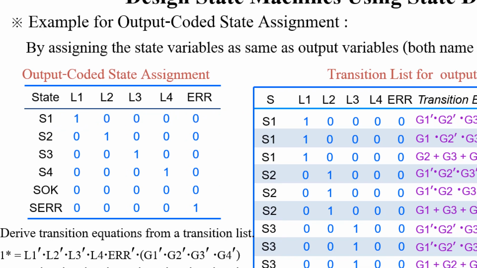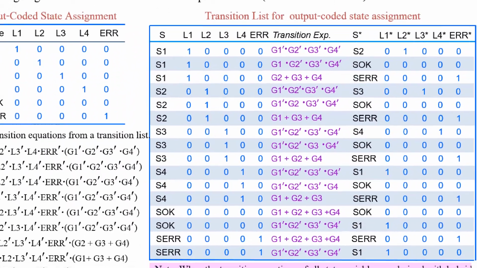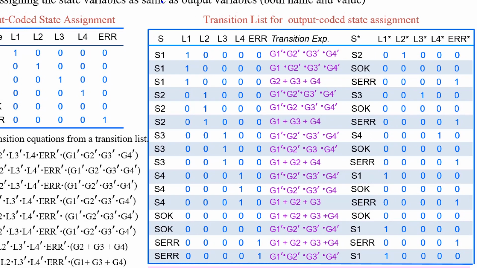When you write the transition list, actually it's the same as the previous example. Starting from S1, you change to S2 by this input condition. The difference is the binary code to represent the states, just a different state assignment. And for S2, you use this one.